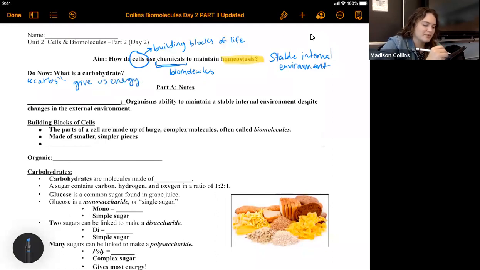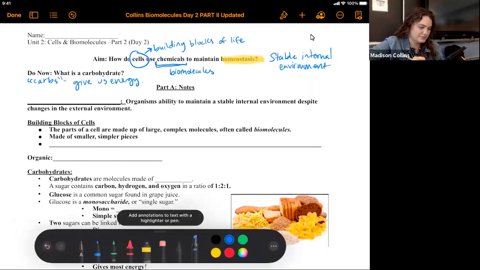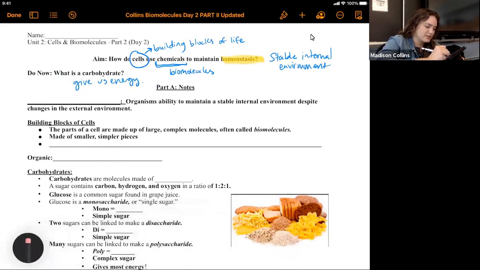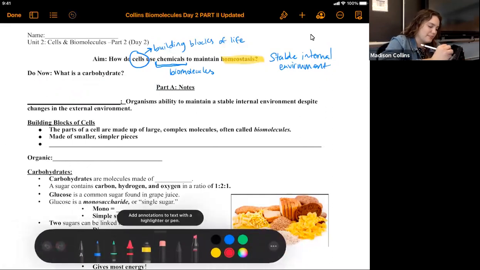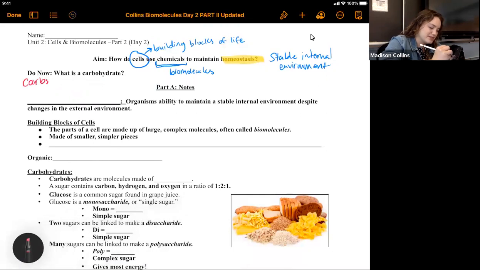Okay, so what is a carbohydrate? It's basically, this is running into our aim. Maybe I should do this in a different color. Yeah, I'm gonna quickly write this in a different color. Please hold. All right, so carbs give us energy. So what are they? They're just sugar molecules.